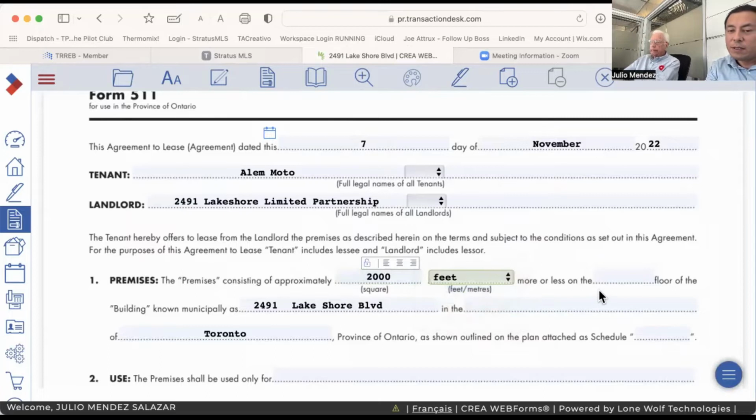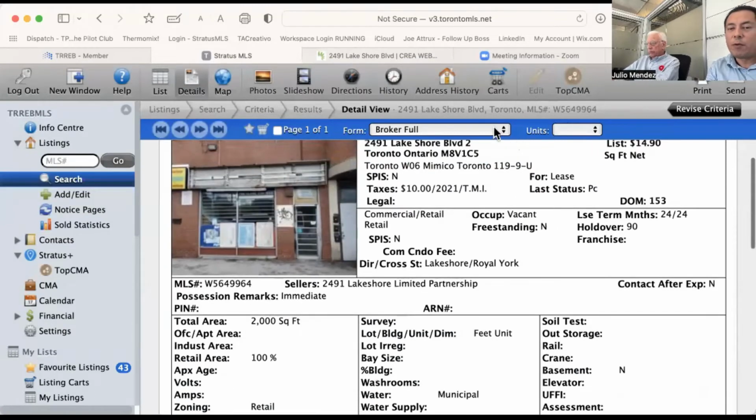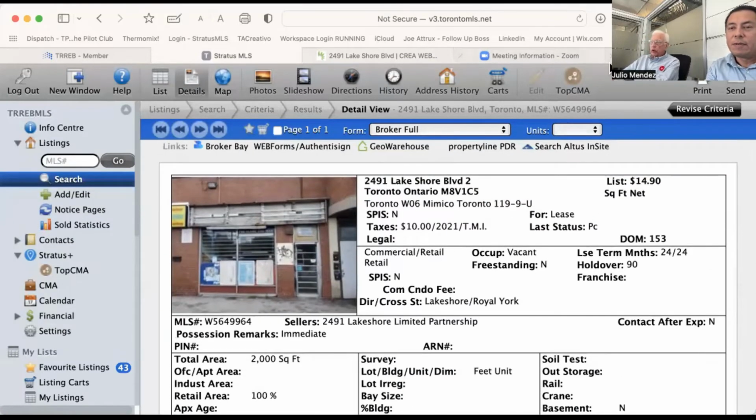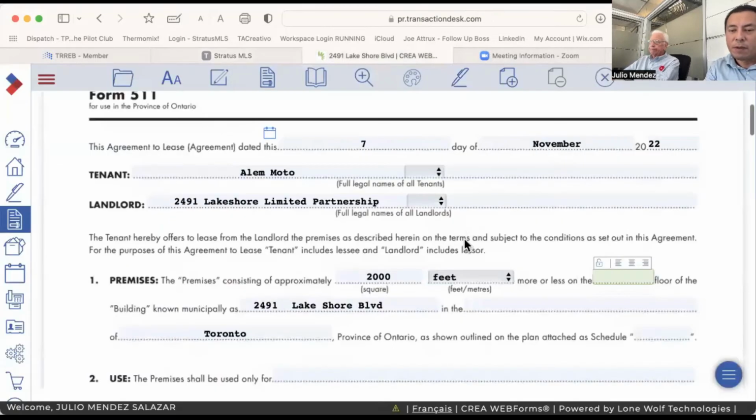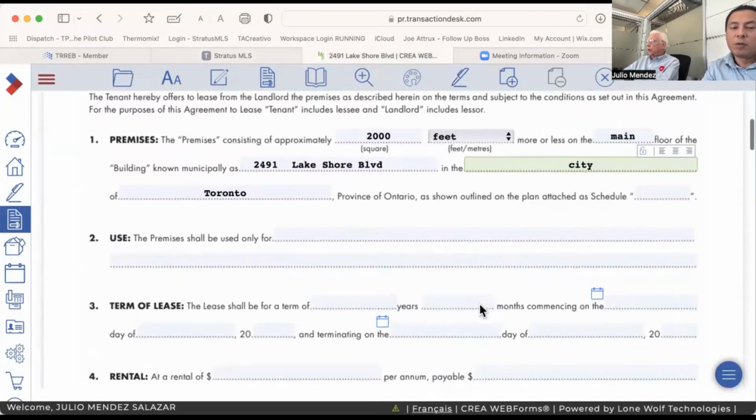2,000 square feet, more or less. This is on the ground floor, I'm assuming, so we just put ground floor, right? Correct. Our main floor. Main floor. Yeah. Of the building known as 2491 Lakeshore Boulevard in the city of Toronto.